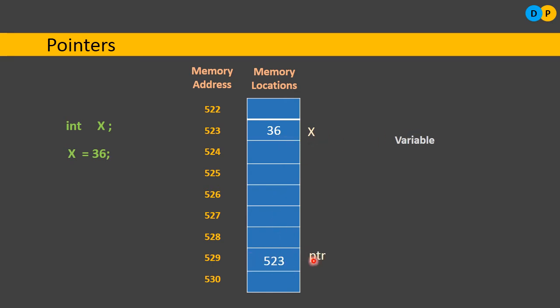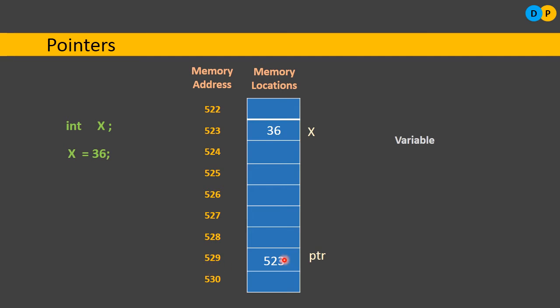Now let us consider a pointer variable. It is referred to by PTR. Here I have called the pointer variable by the name PTR. As soon as I declare a pointer variable, the operating system or the compiler will assign an address to it. So what is the address of the pointer variable? The address of the pointer variable is 529. The address of the variable x is 523.